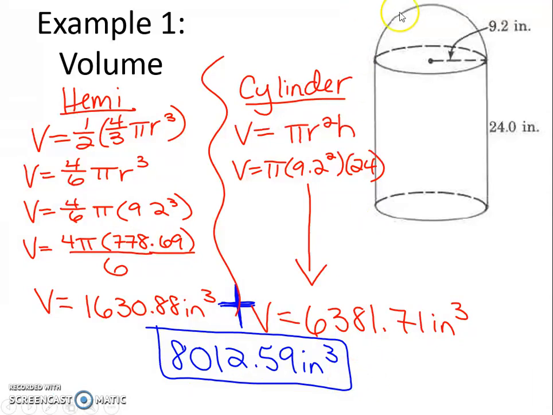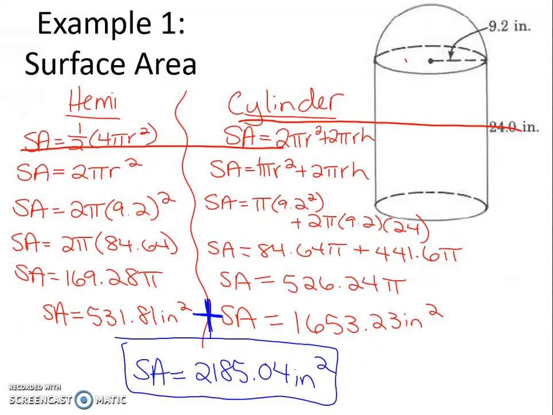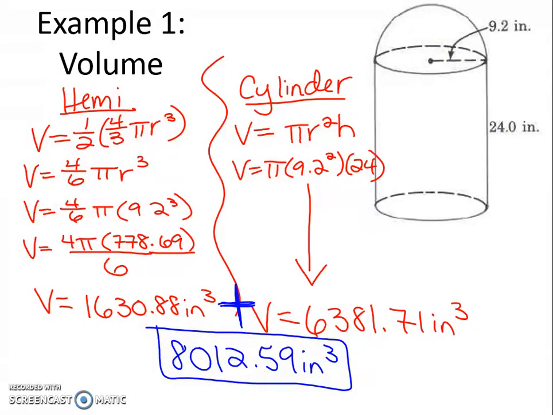So that's the answer for the volume. Just find the volume of half of this, and then add this volume, and that's it. Okay? The only thing you should worry about overlapping is for the surface area, this part. Okay? Alright, so please take notes on that.